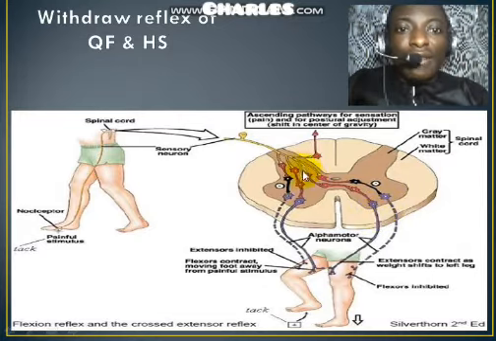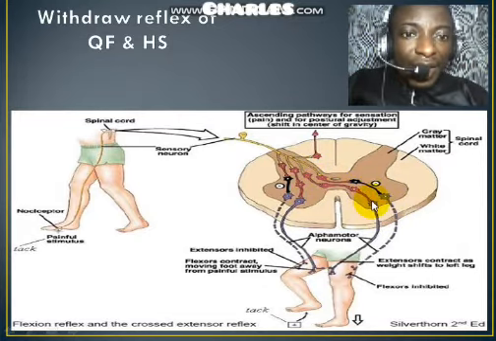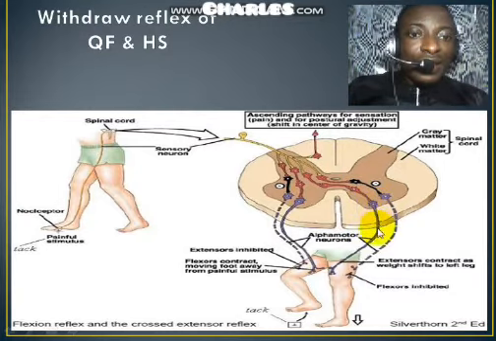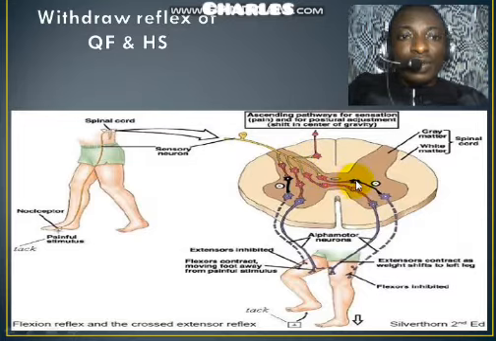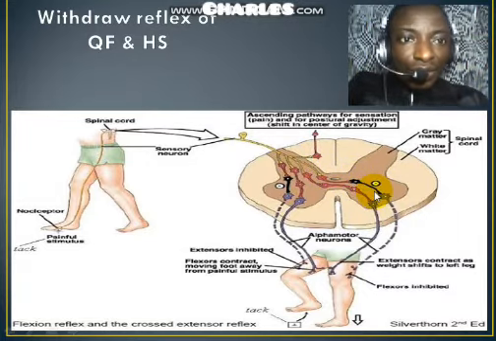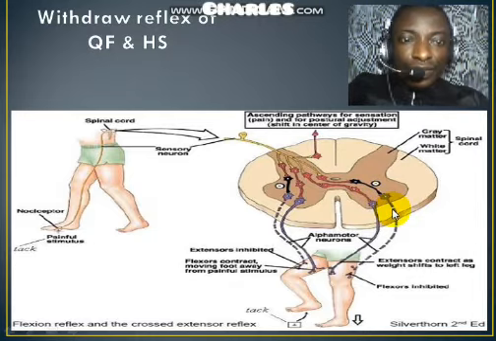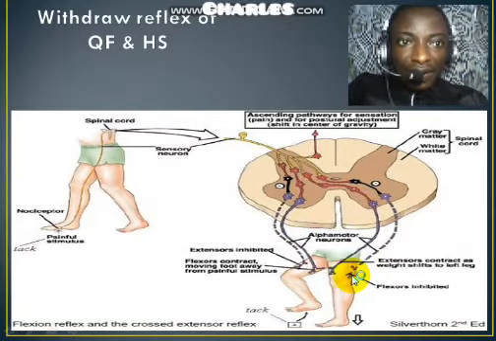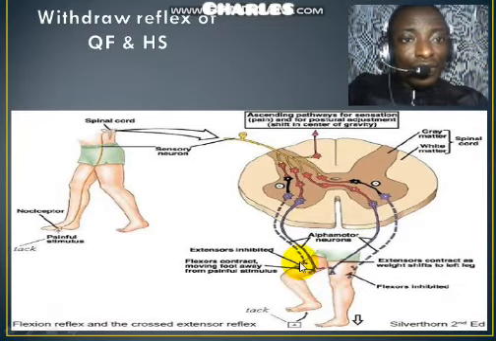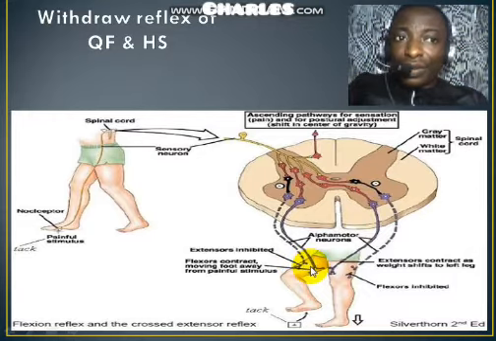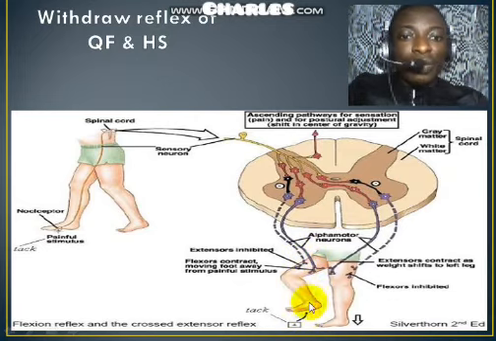Now, the third part of the afferent neuron synapses directly with the efferent neuron. This efferent neuron sends excitatory motor commands to the quadriceps femoris muscle, causing it to contract. Alright, the fourth part of the afferent neuron synapses with an interneuron, which secretes inhibitory neurotransmitter to the efferent neuron. The efferent neuron now sends inhibitory motor commands to the hamstring muscles, causing them to relax. Alright, now in Ransom's first leg, there is relaxation of the quadriceps femoris muscle and contraction of the hamstring muscles, which ultimately leads to withdrawal of this leg from the sharp nail.